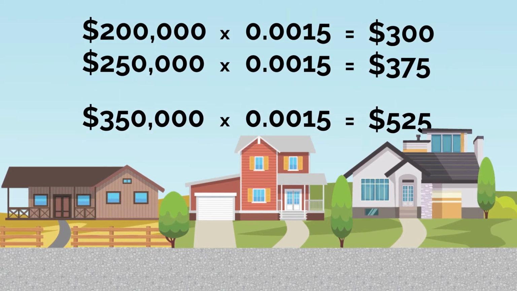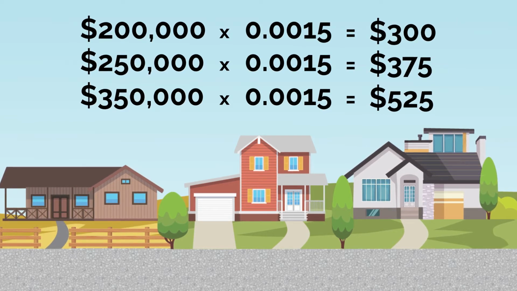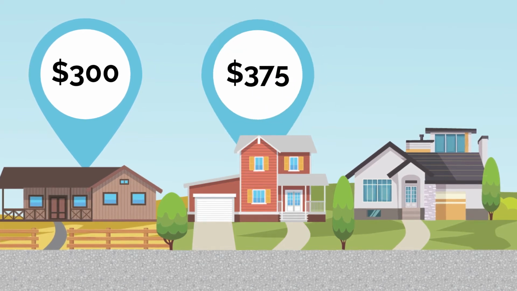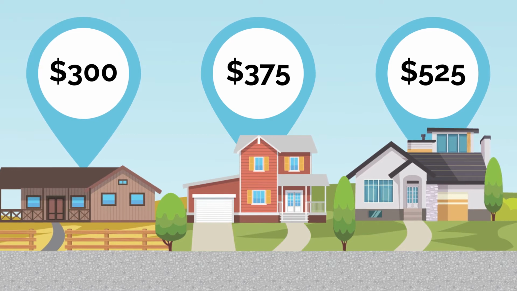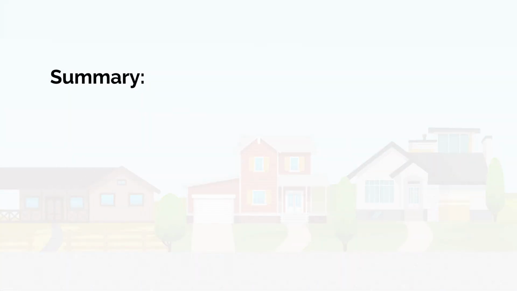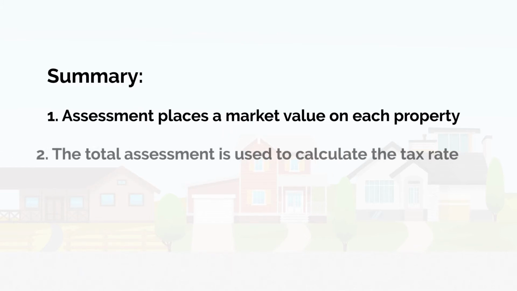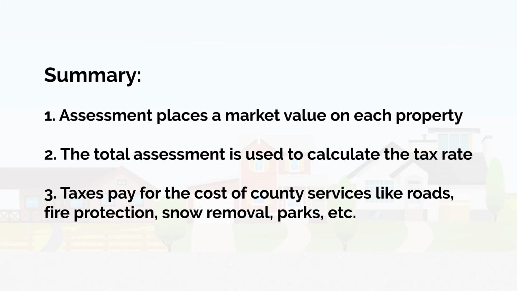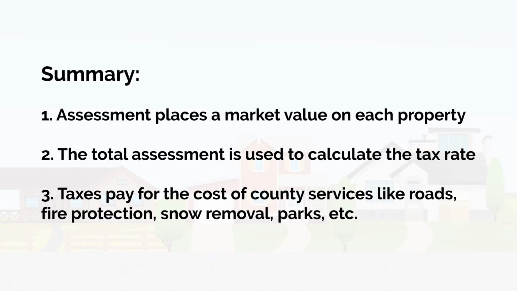Now, to calculate how much tax each property pays, we multiply the tax rate by the assessment. As you can see, the first house would pay $300, the second home would pay $375, and the highest valued home would pay $525. Let's summarize what we've covered so far. 1. Assessment places a market value on each property. 2. The total assessment is used to calculate the tax rate. And 3. Taxes pay for the cost of county services like roads, fire protection, snow removal, parks, etc.